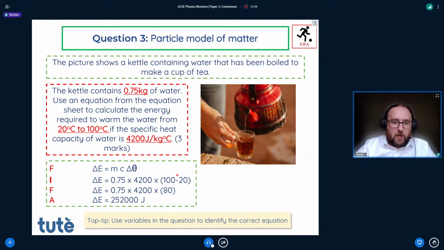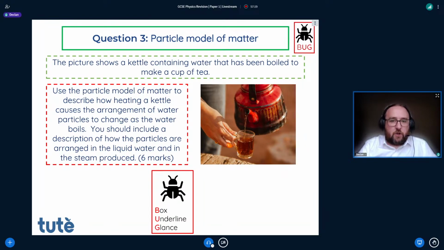And remember how to calculate the change in temperature, where we've got the end, take away the start. So we've worked out the change in temperature there. Perfect. So we're probably going to be talking about this kettle for a few questions now. So we're still looking at this kettle.